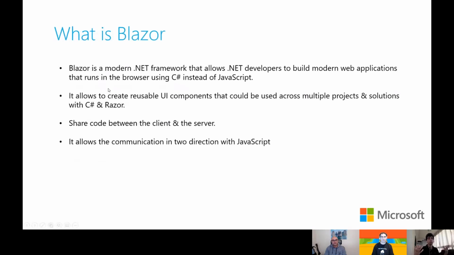First of all, what is Blazor? Blazor is a modern .NET framework that allows .NET developers to build modern web applications, single page applications. And the powerful point of this is that you can write an application that runs fully in the client using C# instead of JavaScript. So this is the main goal of Blazor, and this is why it's there.